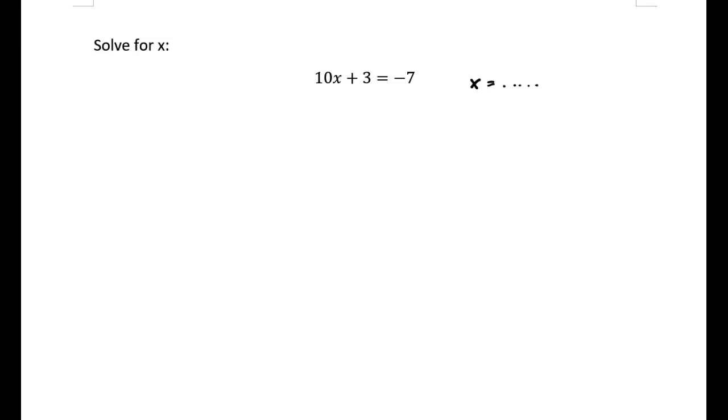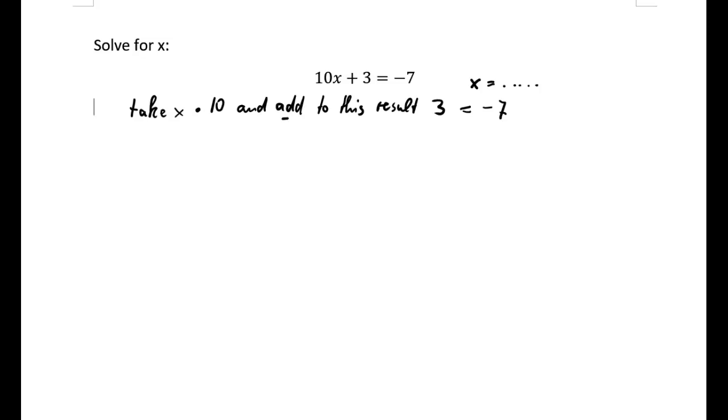Well, first of all, let's think about what this means. It basically means take x times 10 and add to this result 3. And that gives us -7. That is basically what this equation actually tells us. So we have to really do exactly retrace our steps.